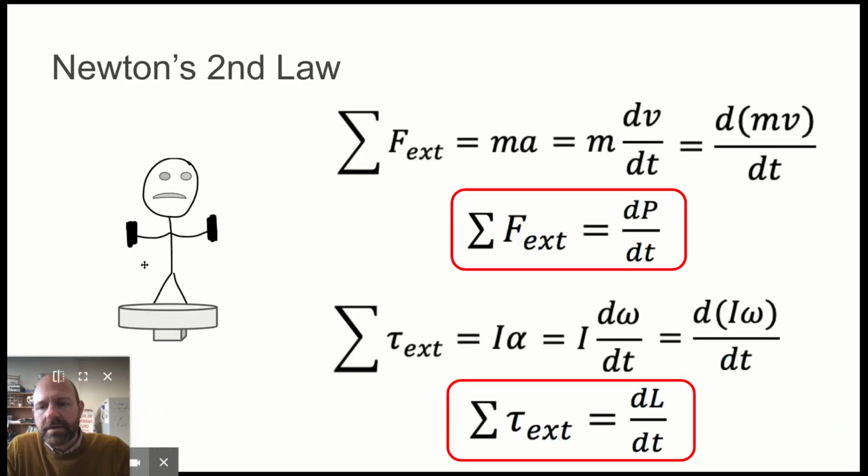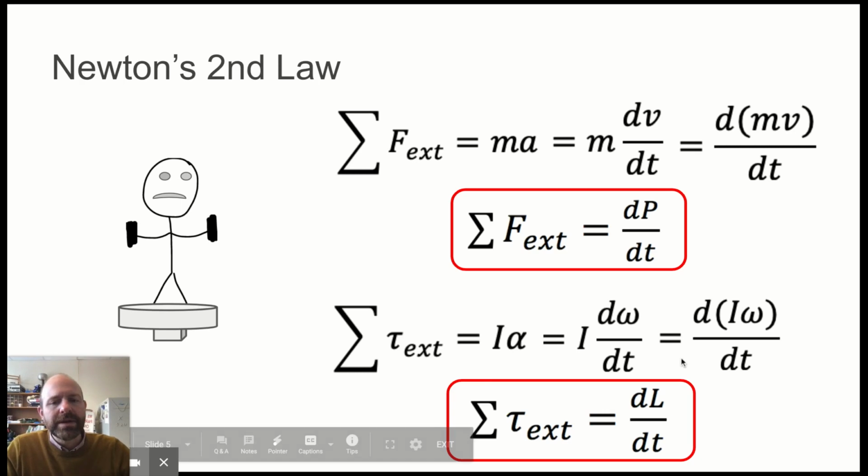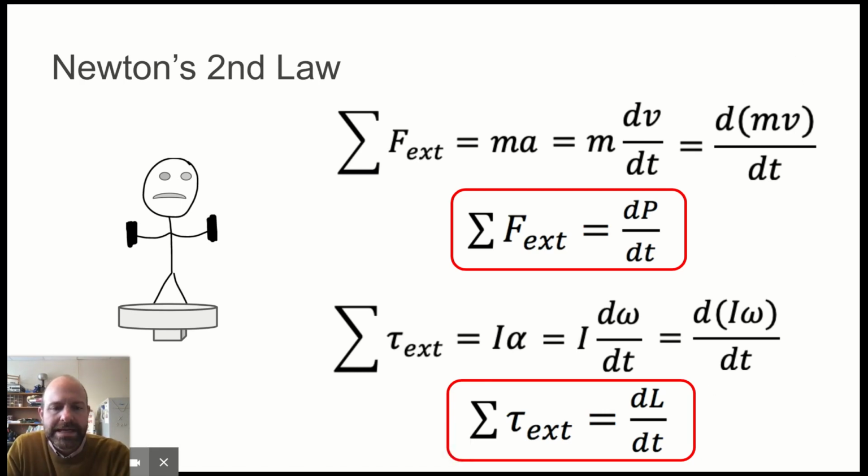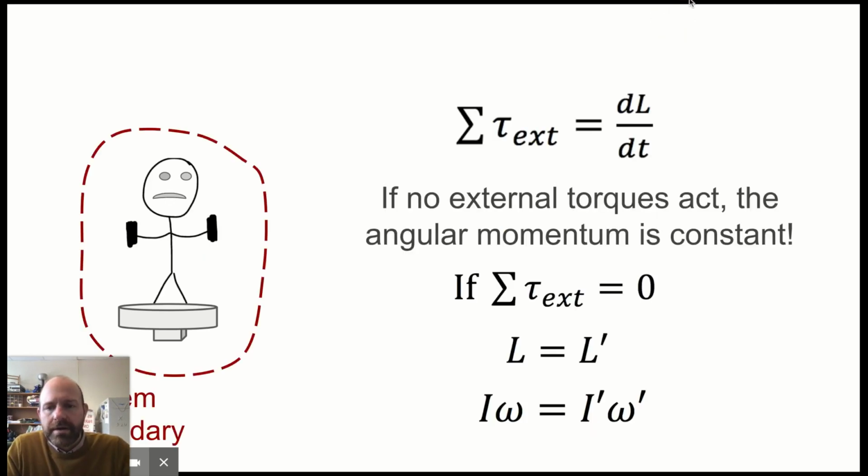Some of the Newton's second law relationships with regards to this: if you remember last time I talked about momentum, we say the net external force is equal to the change in momentum over time, because force times time equals change in momentum. Impulse equals change in momentum. The related idea here is that the net external torque is equal to the change in angular momentum over time, or the rate of change.